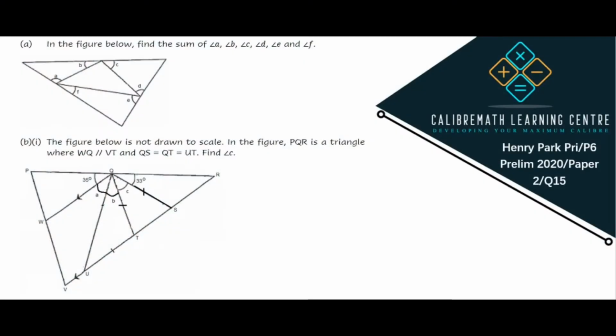We'll be looking at a clone question from Henry Park Primary, P6 Prelim paper in 2020, question number 15 of paper 2. This question wants you to find the sum of angle A, B, C, D, E, and F. And this type of question is very common in the exams and is a must-know concept for angles.